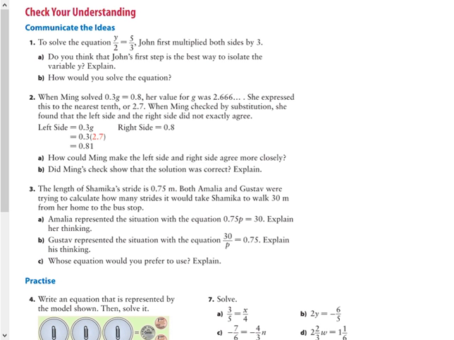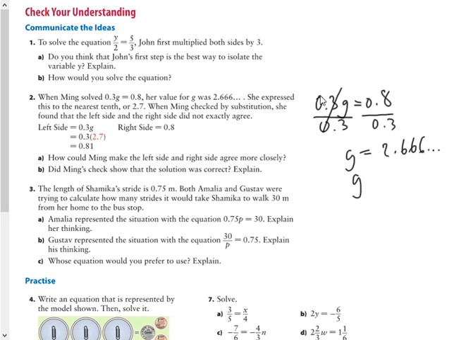So the first question says to solve the equation. We already talked about the first question. We did it in class, so I won't go over it again. Question 2 says when Ming solved 0.3 g equals 0.8, her value for g was 2.6 repeated. Let's look at that. If she was solving for g, she would divide both sides by the coefficient, and 0.8 divided by 0.3 would be 2.666 forever. Okay? And then she said, well, g is approximately equal to 2.7 because she rounded it.